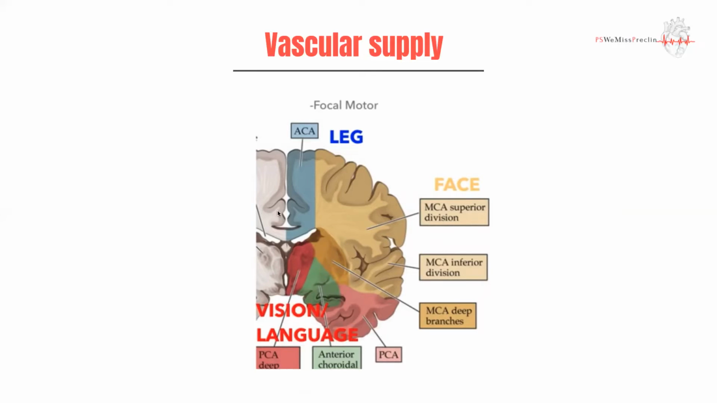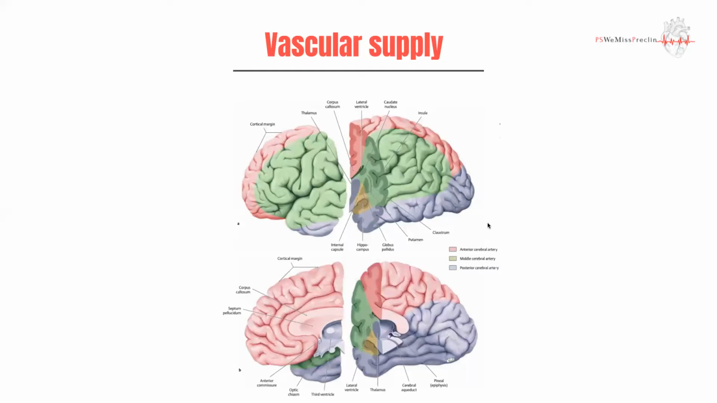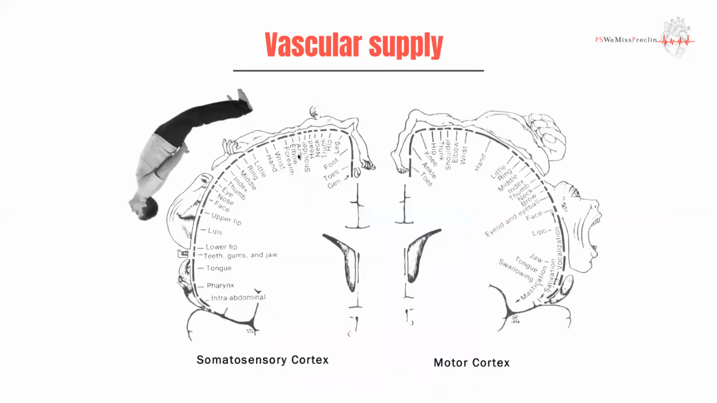But at this point, all I need you to know is that the MCA supplies the lateral, ACA supplies the medial, and MCAs usually present with focal neurological signs in the upper limb and the face, versus the ACA, which presents with focal neurological findings on the lower limb.